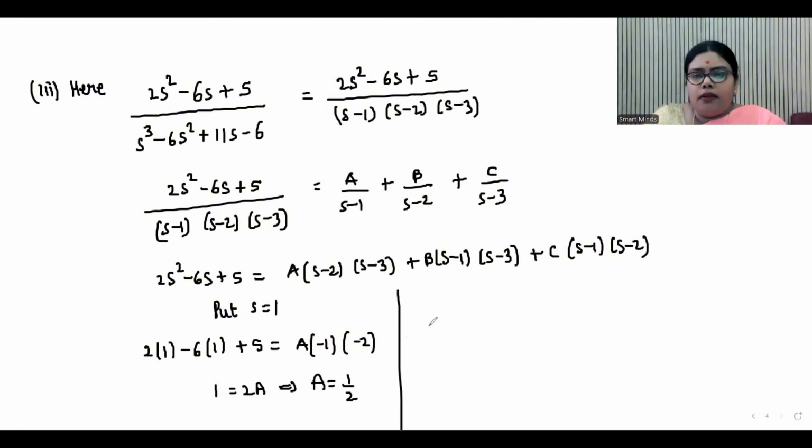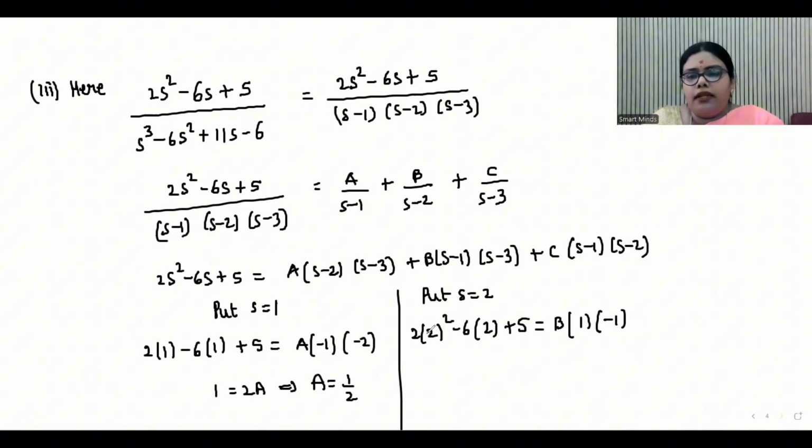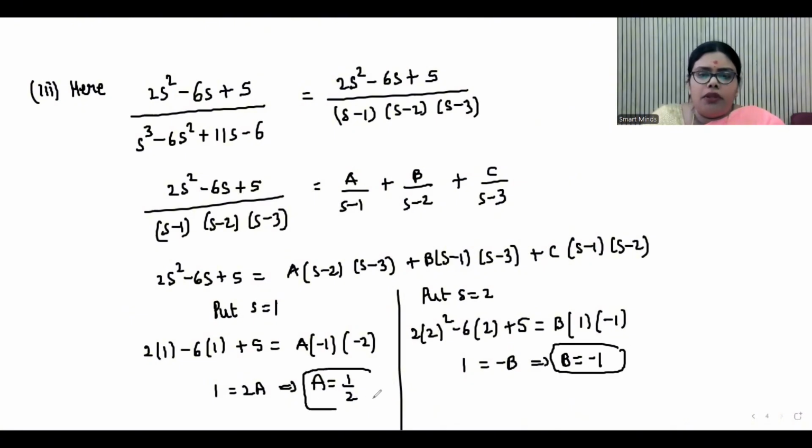In the same way, if you put s equal to 2, the first and last terms will become 0. So 2 into 2^2 minus 6 into 2 plus 5 is equal to B into (2 minus 1), which is 1, and (2 minus 3), which is minus 1. Here 2^2 is 4, 4 twos are 8, 8 plus 5 is 13, 13 minus 12 is 1. 1 is equal to minus B, that means B is equal to minus 1. You got the A value and the B value. In the same way we need to find C by substituting s equal to 3.